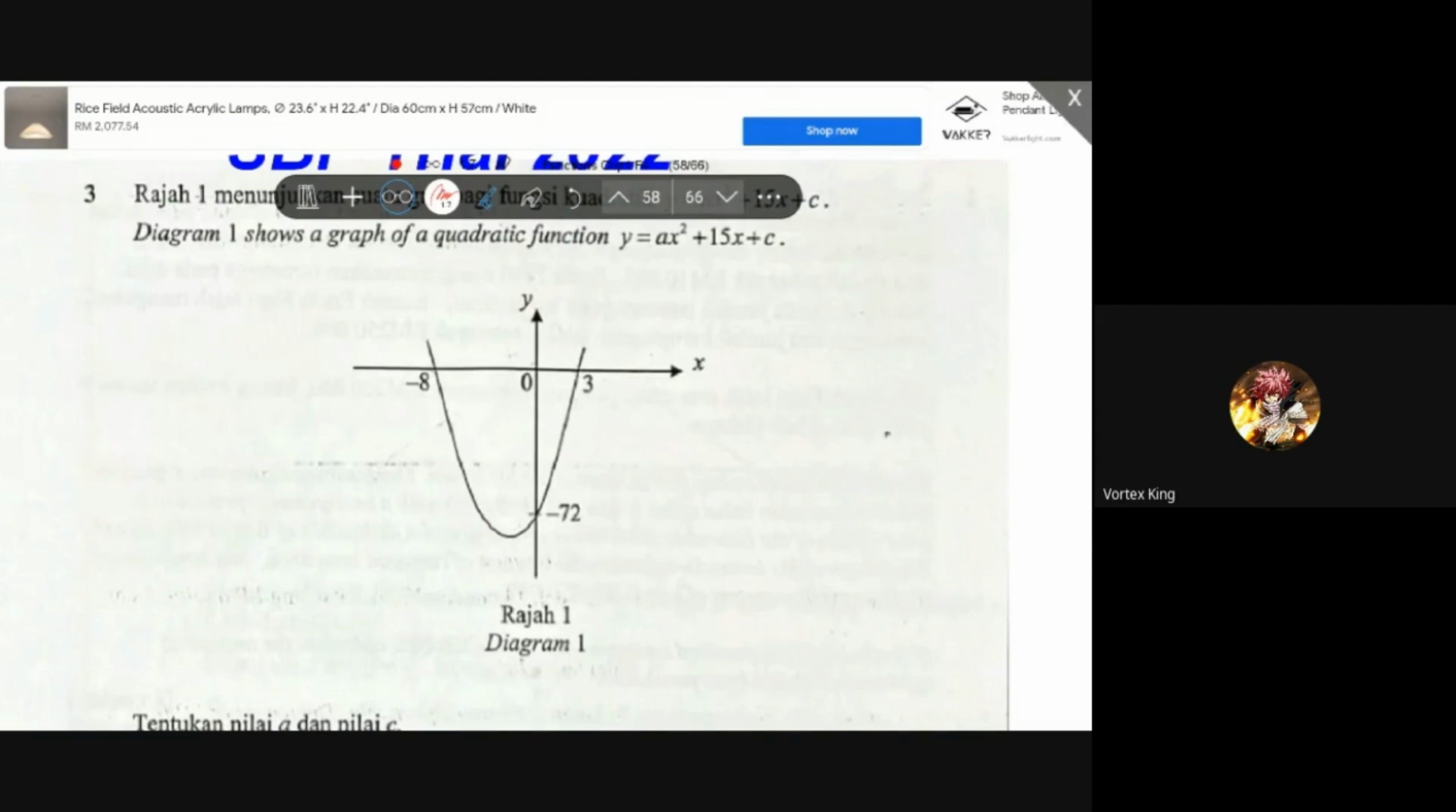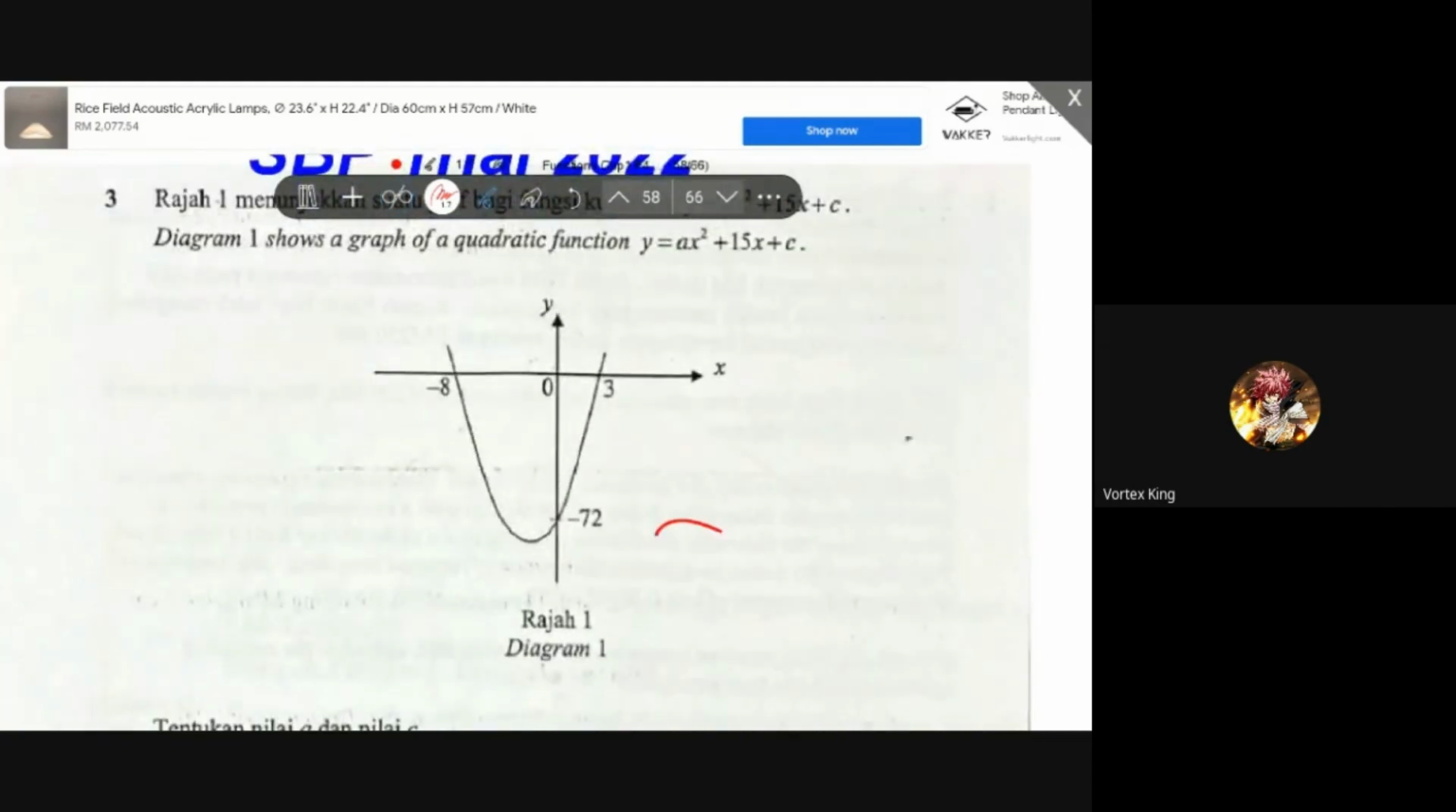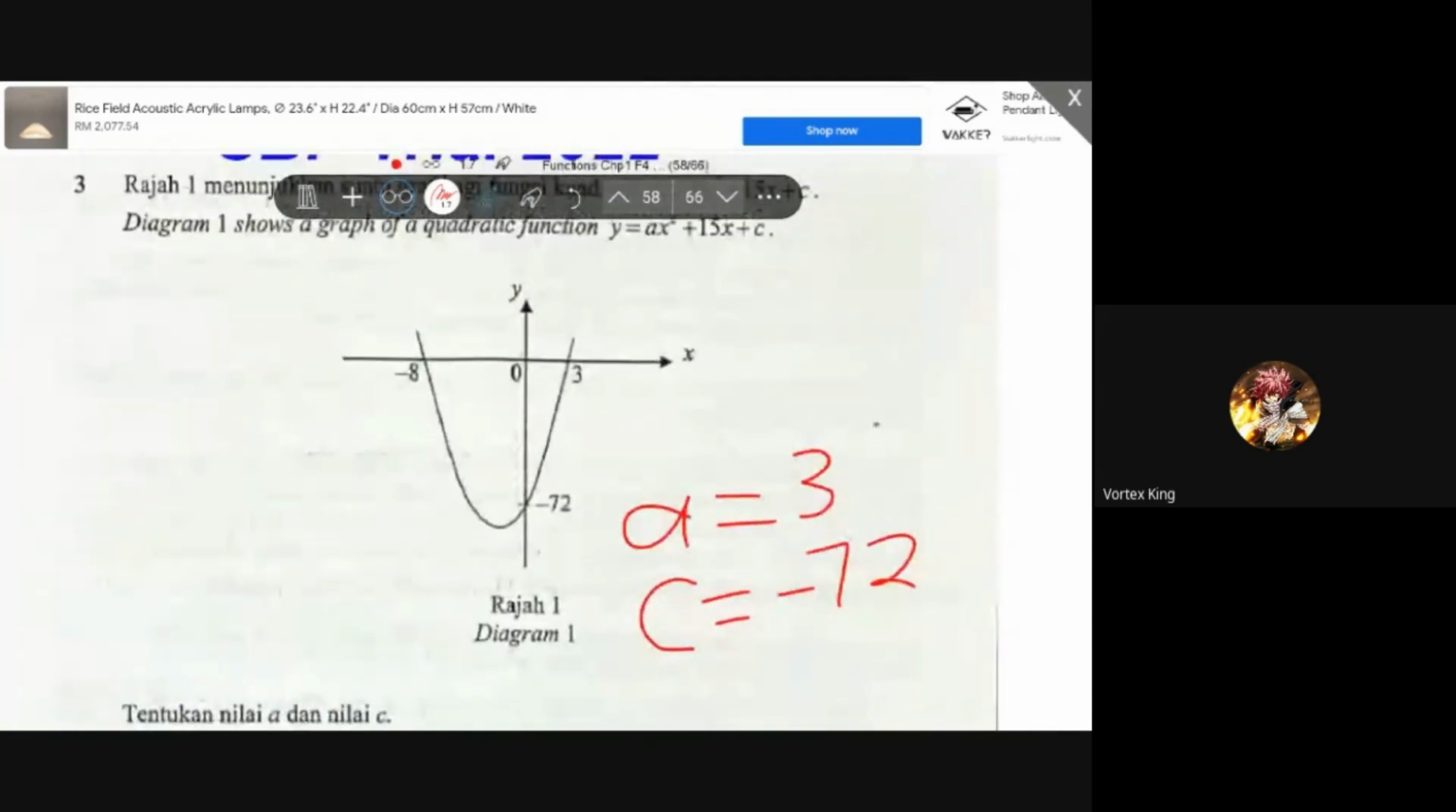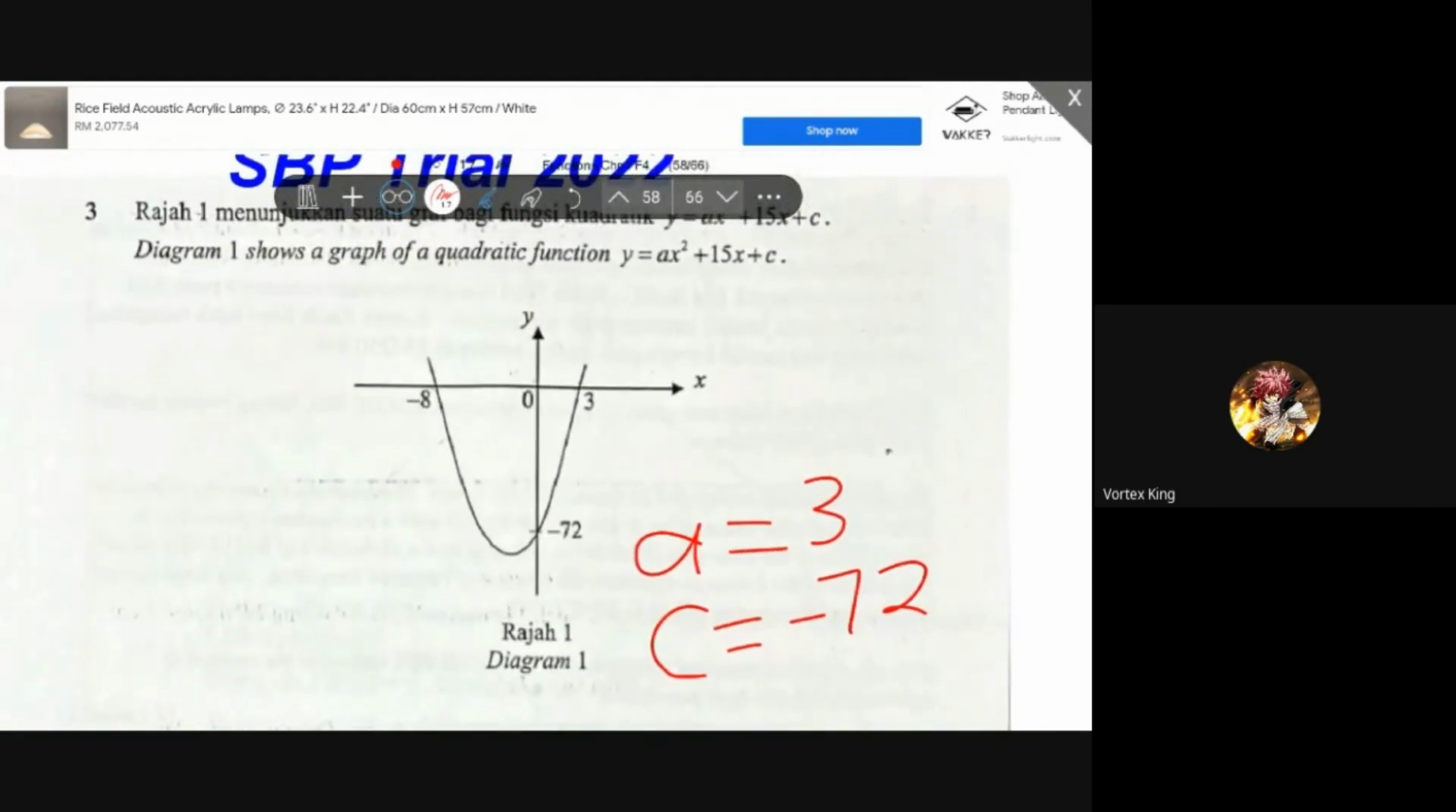Okay, A is 4. No, A is not 4, but your C value is correct. Oh, corrected. Okay, very good. That's your answer. Anyone who doesn't know how to solve can refer to Parvati's answer. Correct. A is 3. C is negative 72. So I explain for y'all.